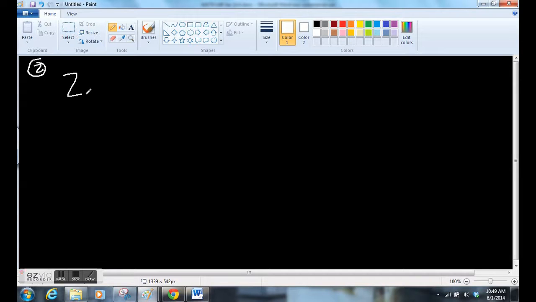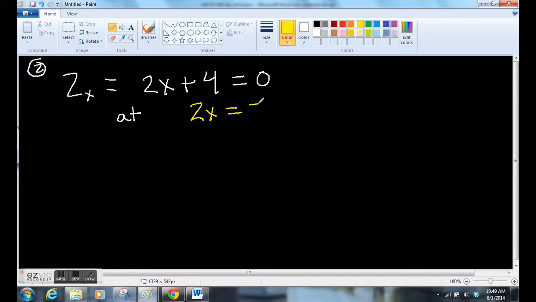You set these equal to 0. So zx, which was equal to 2x plus 4, equals 0 at the point, well, this is going to be 2x equals negative 4. Subtract 4 from each side, so x equals negative 2. That's where zx equals 0. The derivative in terms of x equals 0 at x equals negative 2.